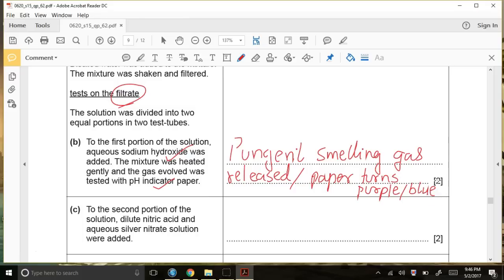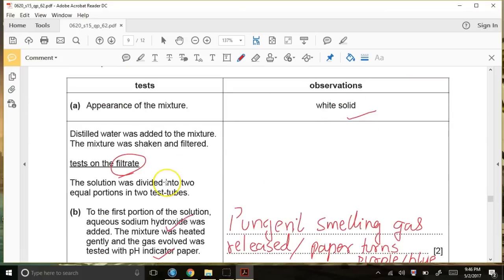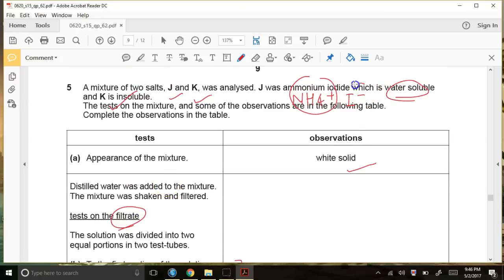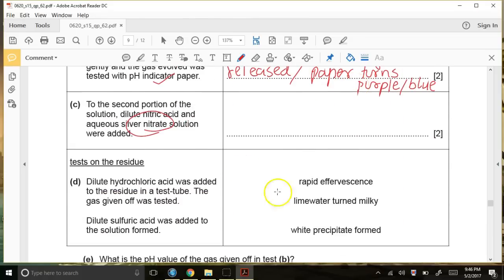Okay. Now the question talks about the second portion. You added nitric acid and you added silver nitrate. Now that's a very, very important information. Silver nitrate, and you go back here and check, and you have iodide. So if you look at the test for halides, chloride, bromide, iodide, they're all tested with silver nitrate. So if it's iodide, you will get a yellow precipitate. A yellow precipitate. There you go.